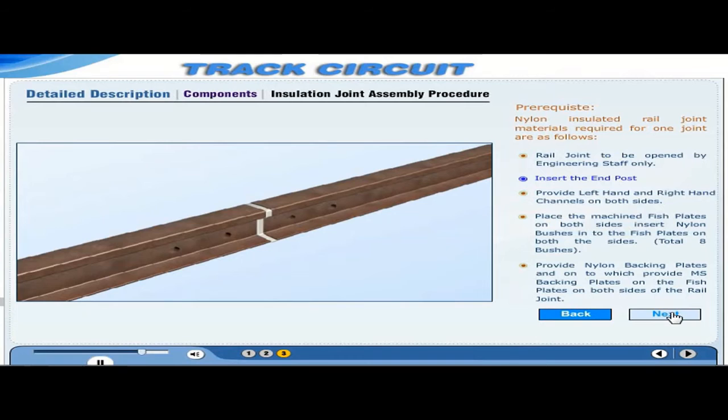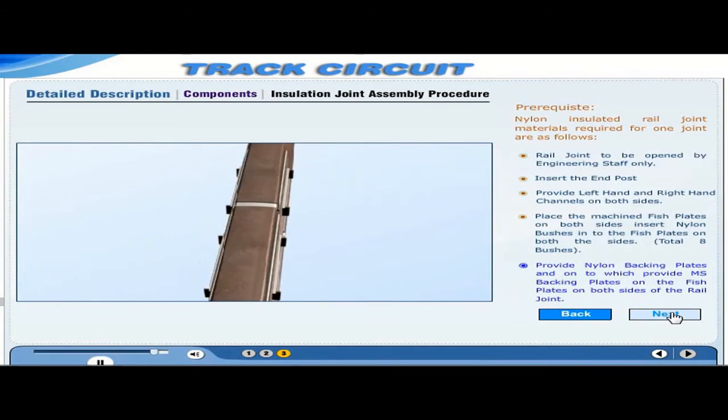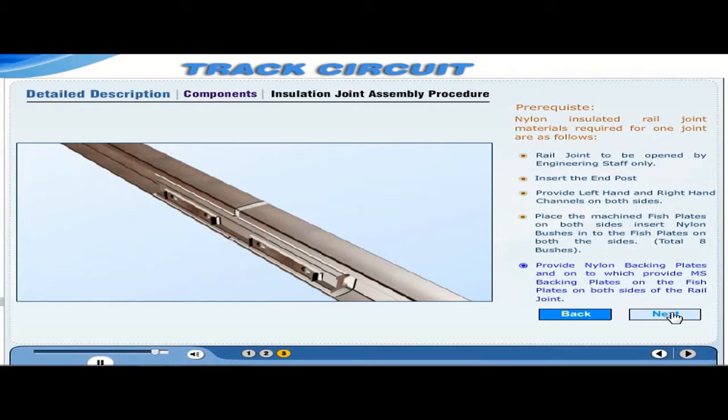Insert the end post. Provide left hand and right hand channels on both sides. Place the machined fish plates on both sides. Insert nylon bushes into the fish plates on both the sides, total 8 bushes. Provide nylon backing plates and onto which provide MS backing plates on the fish plate on both sides of the rail joint.